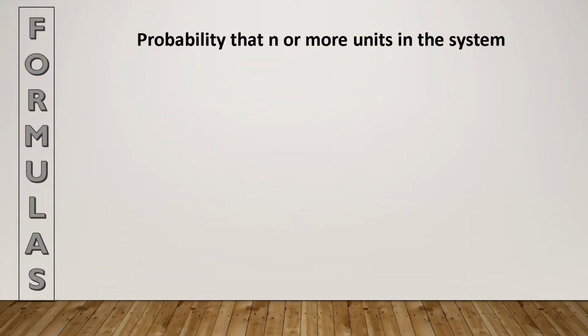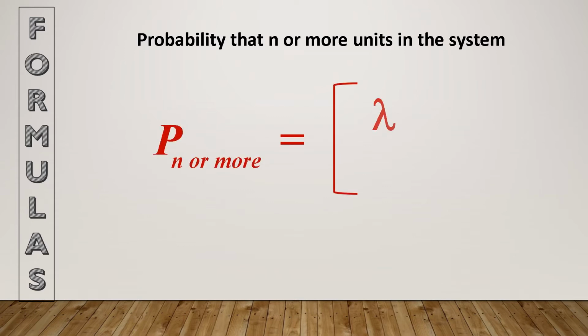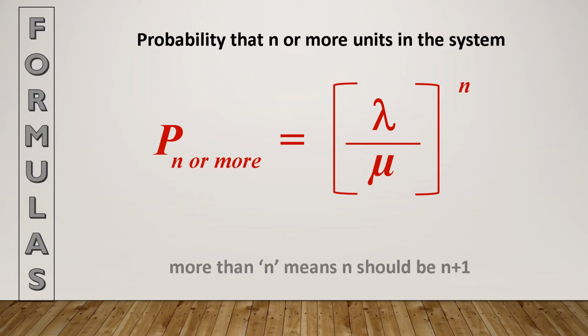Next, in determining the probability that n or more units are in the system, we are going to use this formula. P sub n or more is equal to the mean arrival rate divided by the mean service rate, then raised to the power of n. More than n means n should be n plus 1. Okay? Please remember that.